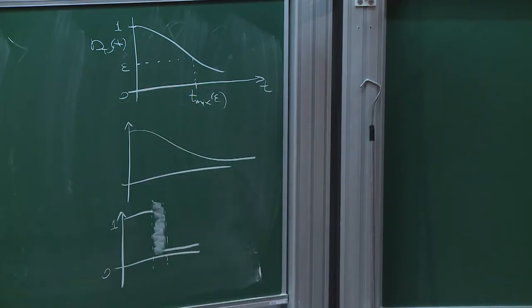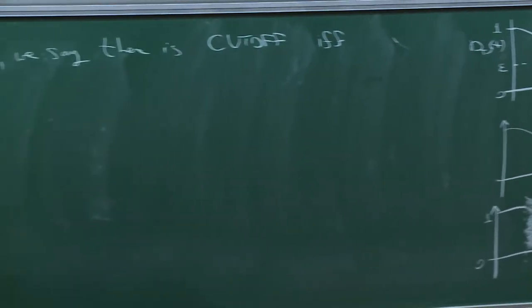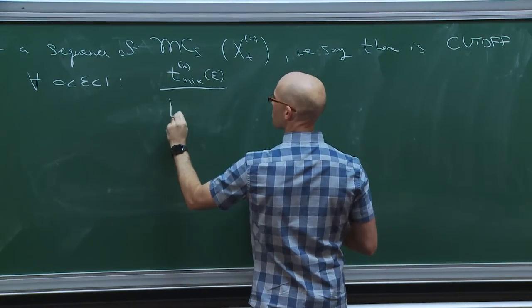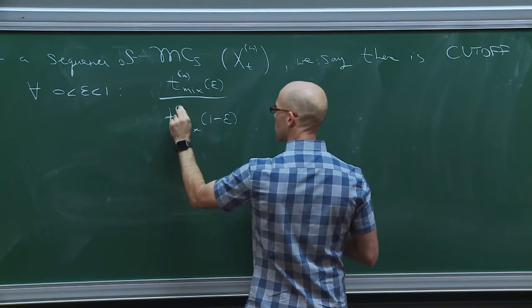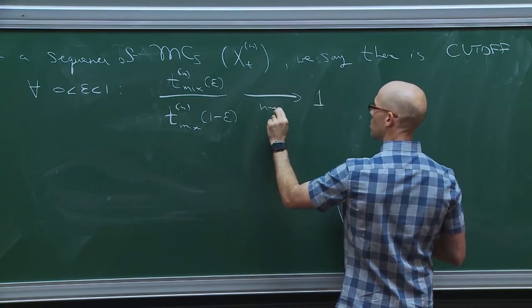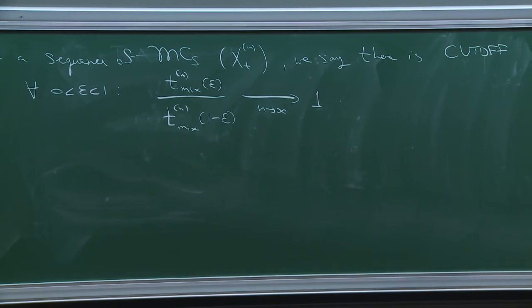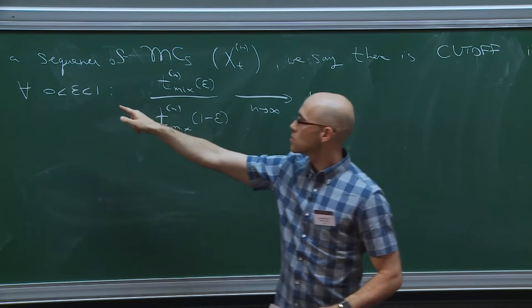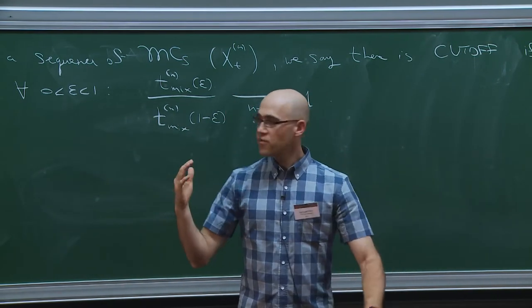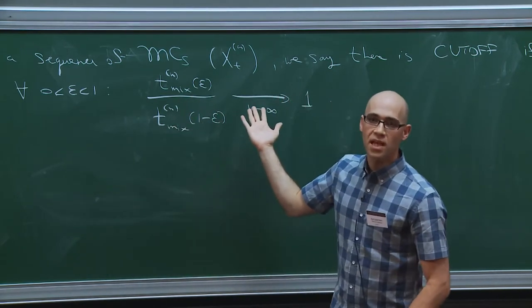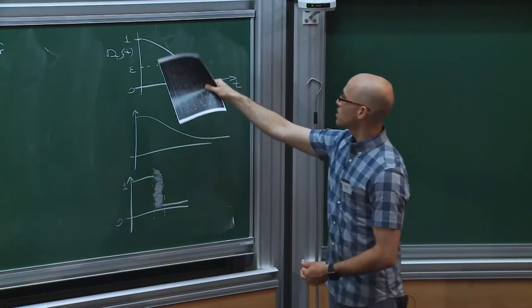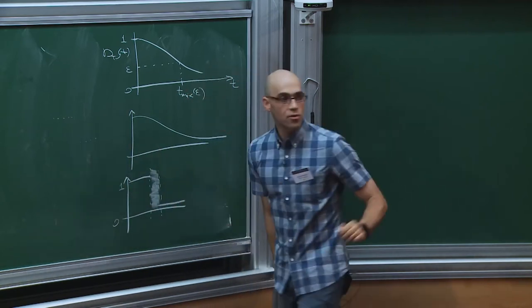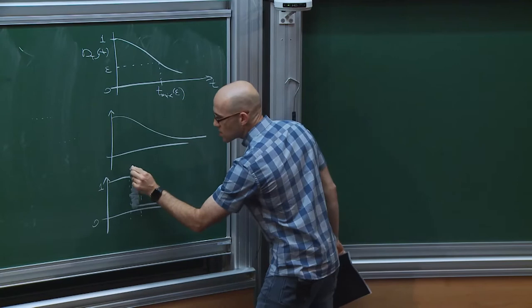So if and only if, for every epsilon between 0 and 1, t_mix of epsilon, with subscript n, divided by t_mix of 1 minus epsilon, goes to 1 as n goes to infinity. So this means that whichever epsilon you fix, 0.99, 0.01, as you increase n to infinity, the leading order term would still be the same. As you look at this curve from afar, it looks like it is essentially 1, 1, 1, 1, 1, 1, and then 0, 0, 0, 0, 0, and so on. And all the action takes place in this little window.